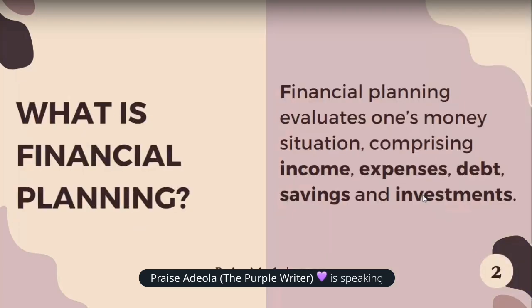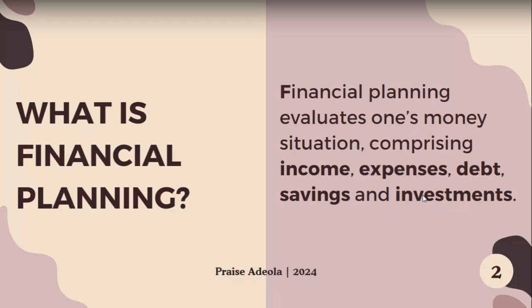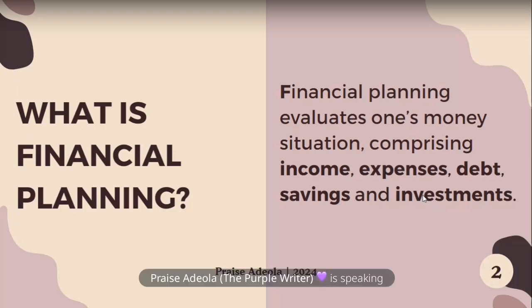What is financial planning? Financial planning evaluates your money situation, and it comprises four things majorly. It comprises your income. Now, what is your income? Your income is money that is coming into your business account. If you're in the corporate sector, it's money that is coming in as your salary. You understand? Money that is coming to you.